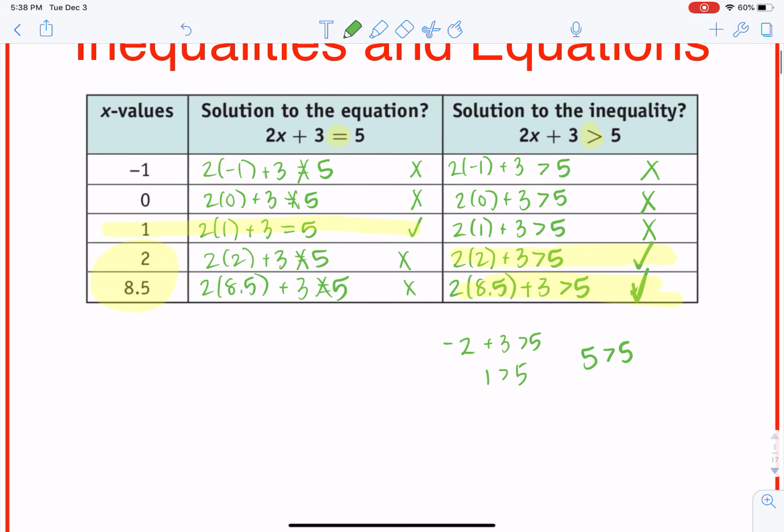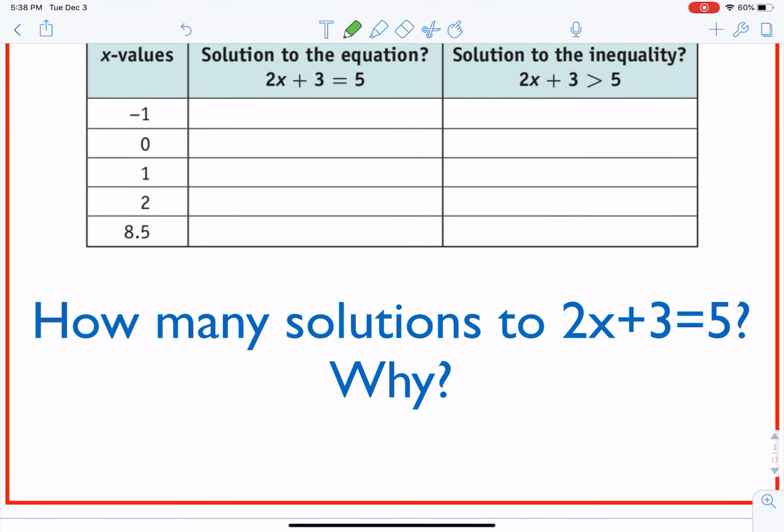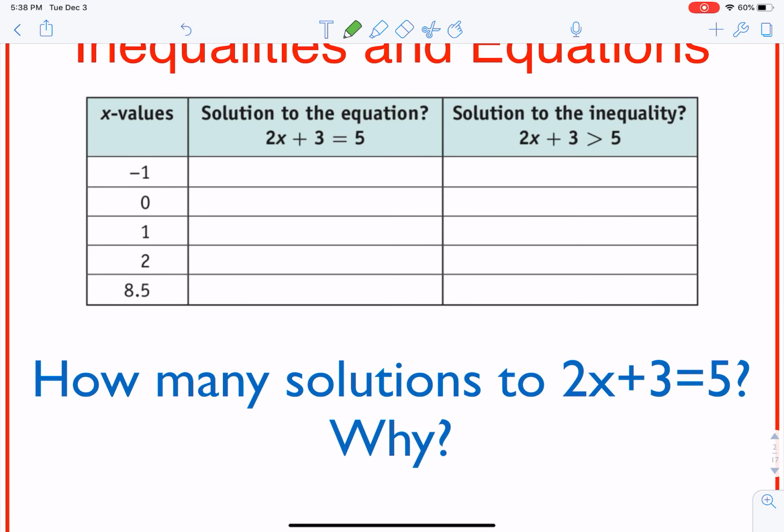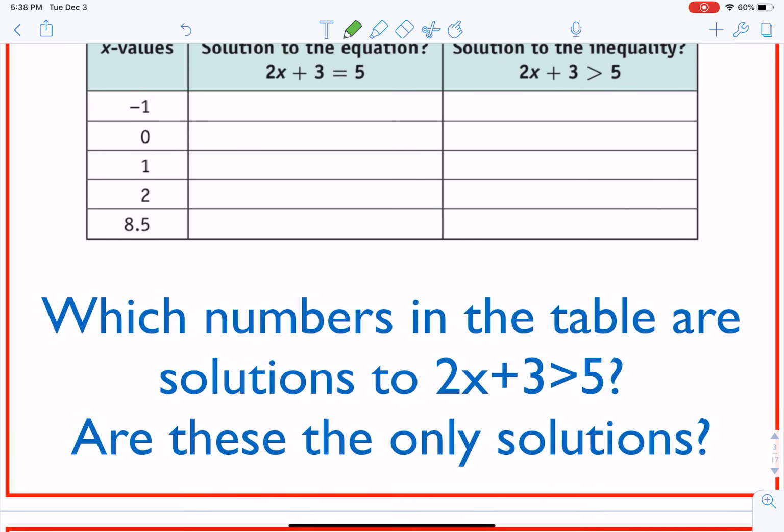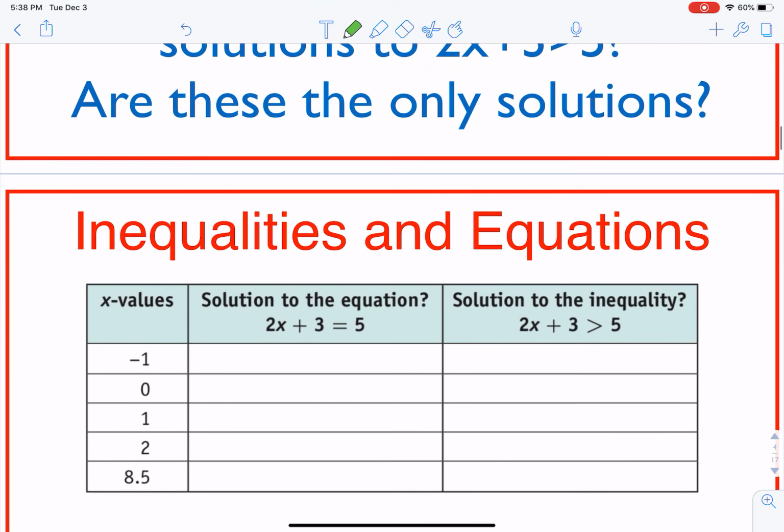So let's go through and answer some of these questions. How many solutions are there to the equation and why? I want you to think about that and jot down some reasons why there's only one solution to the equation. Then I want you to think about which numbers in the table are solutions to 2x plus 3 is greater than 5. And are these the only solutions that exist? What if I continued my table and I plugged in -5 or I plugged in 86? Are these the only solutions that exist?